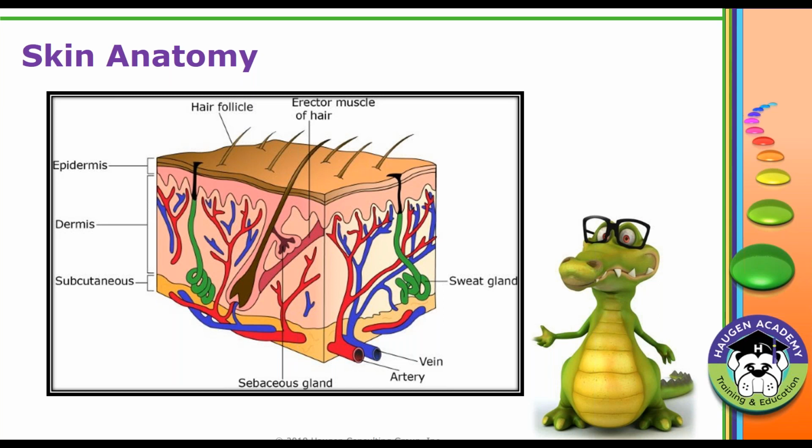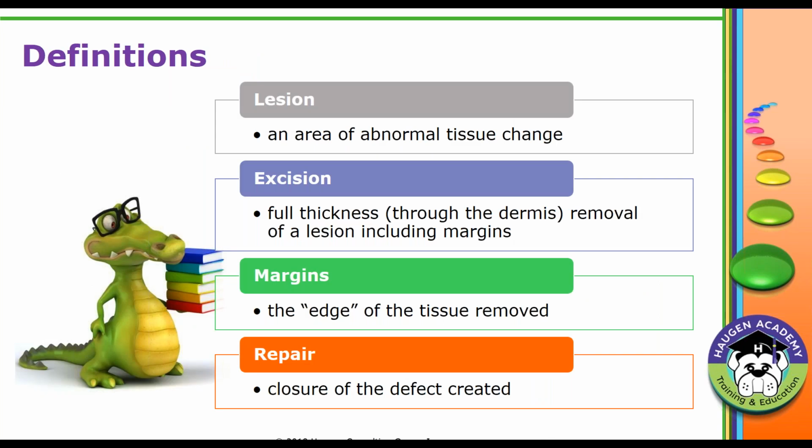So let's talk about what information we need to know for this CPT coding of lesion removals. These definitions really go hand in hand with that information. We have a lesion, and that's going to be any area of abnormal tissue change. This can be on any organ, and here we're just talking about skin. And then we have the excision, which is a full thickness removal of a lesion, so through the dermis, and that includes margins.